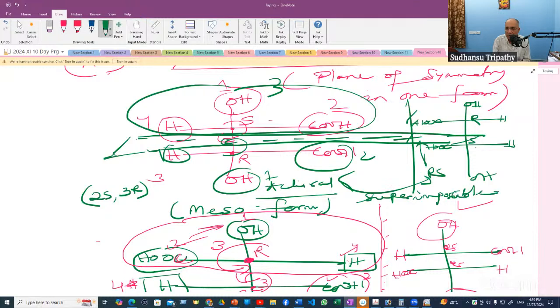Superimposable. So this is 2R, 3S. So I write 2S, 3R is the same as 2R, 3S.